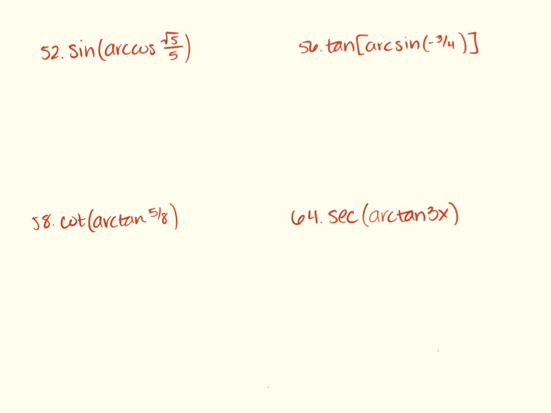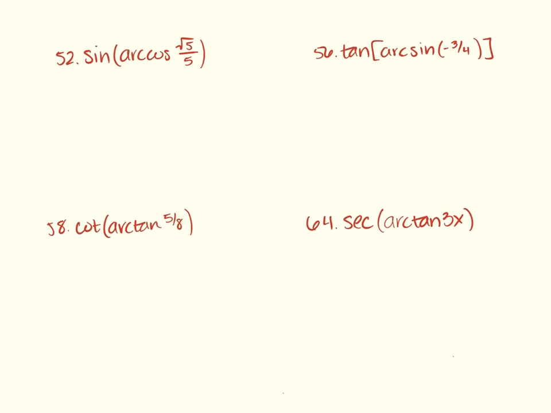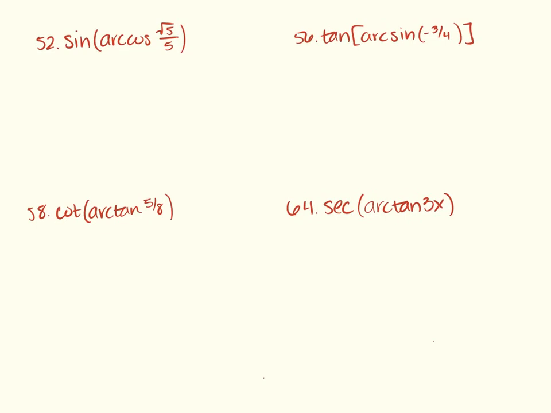Now let's look at ones that don't fit perfectly into our inverse properties. Okay, so in 52, they tell us that we need to find the exact value of sine of arc cosine of square root 5 over 5. Remember, I said this in the last slide, but this portion right here is an angle. So really what we're looking for is sine of theta. But the problem is we don't know what theta is. They didn't tell us what it is. So what we have to do is find a triangle that fits around theta. So we're going to draw a triangle.